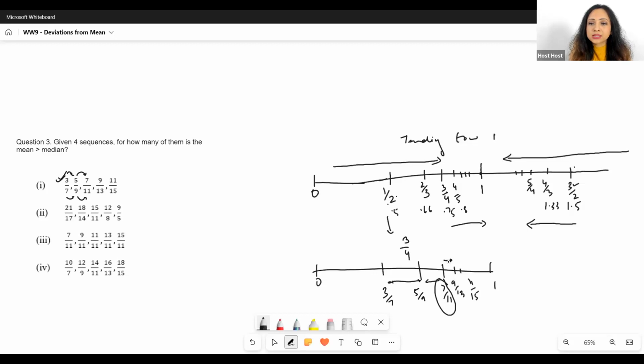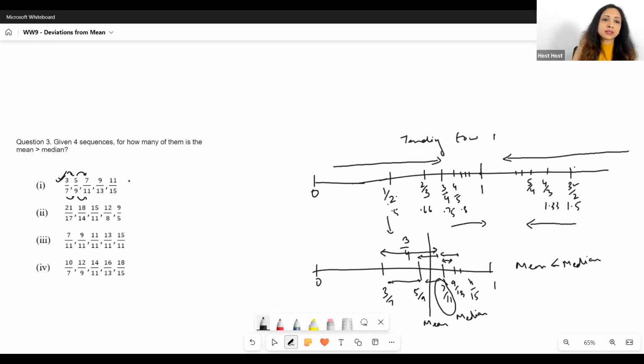Why? Because look at this. The excess is only this much. Whereas the deficit is a whole lot more from 7 by 11. So the mean is not going to be at 7 by 11, right? The deficit has to equal the excess for it to be the mean, which means the mean will be pushed somewhere over here. Here will be the mean and here will be our median. So the mean over here is going to be less than the median. Look, it is to the left of the median on the number line, right? So my mean here is going to be less than my median over here. Okay. So here the mean is not greater than the median for sure. Yeah. Okay. Now, will you try doing the same thing for the second one?